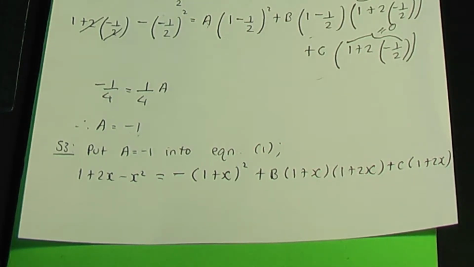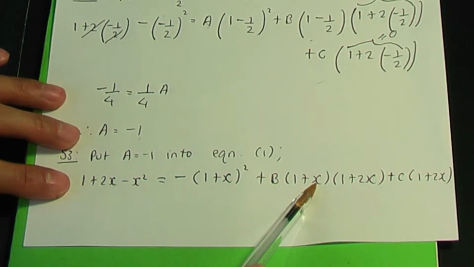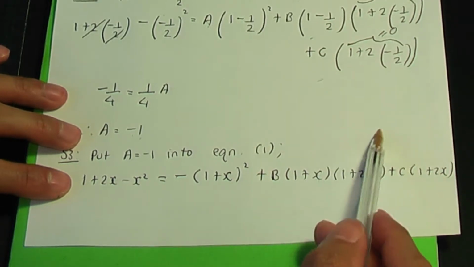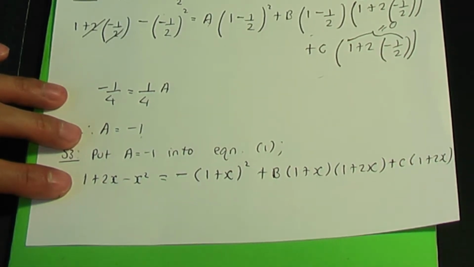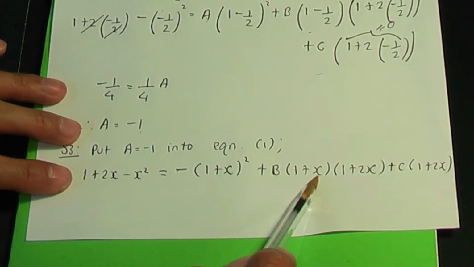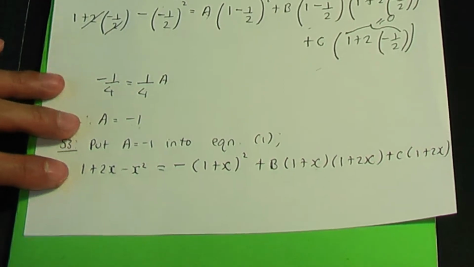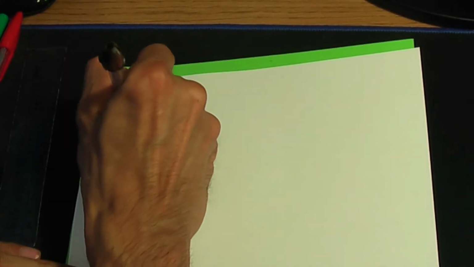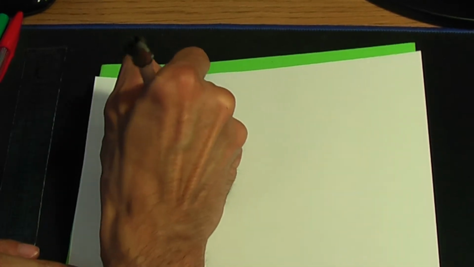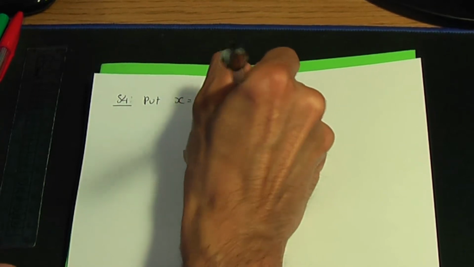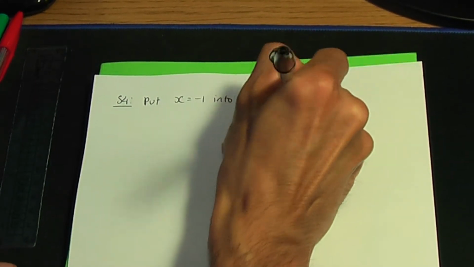In this case, if I choose x as minus 1, I can get rid of the b term in order to work out c. So let me put x as minus 1 to get rid of b to help us work out c. In the next step, step number 4, let's put x as minus 1 into equation number 2.